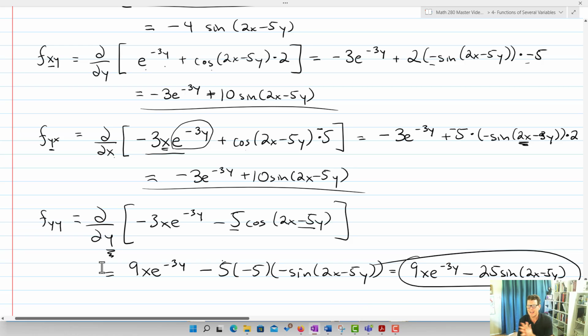Okay? And so that's actually how we go in and we calculate our higher order partial derivatives. Okay? So higher order partial derivatives are basically, you're going to repeat the process. You just always have to keep in mind, okay, which variable you're taking the partial with respect to.